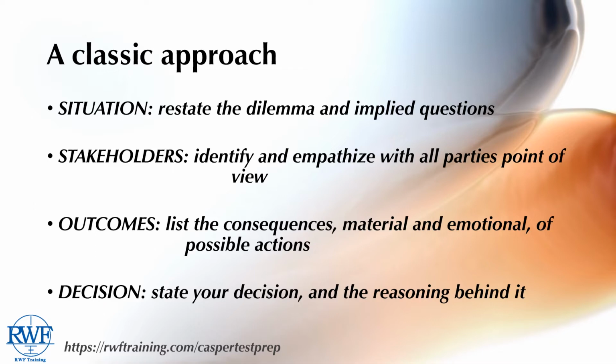State the situation. Make sure you are demonstrating you understand the dilemma and the implied questions if they're not explicit. Identify the stakeholders and empathize with their various points of view. Analyze the outcomes, so the consequences, both material and emotional, of any possible decisions you make. This would be the typical showing both sides of the story, in addition to identifying the stakeholders. And then finally, state your decision. It's very important that you actually state what your preferred choice of action would be and why your decision is preferable to the alternatives.